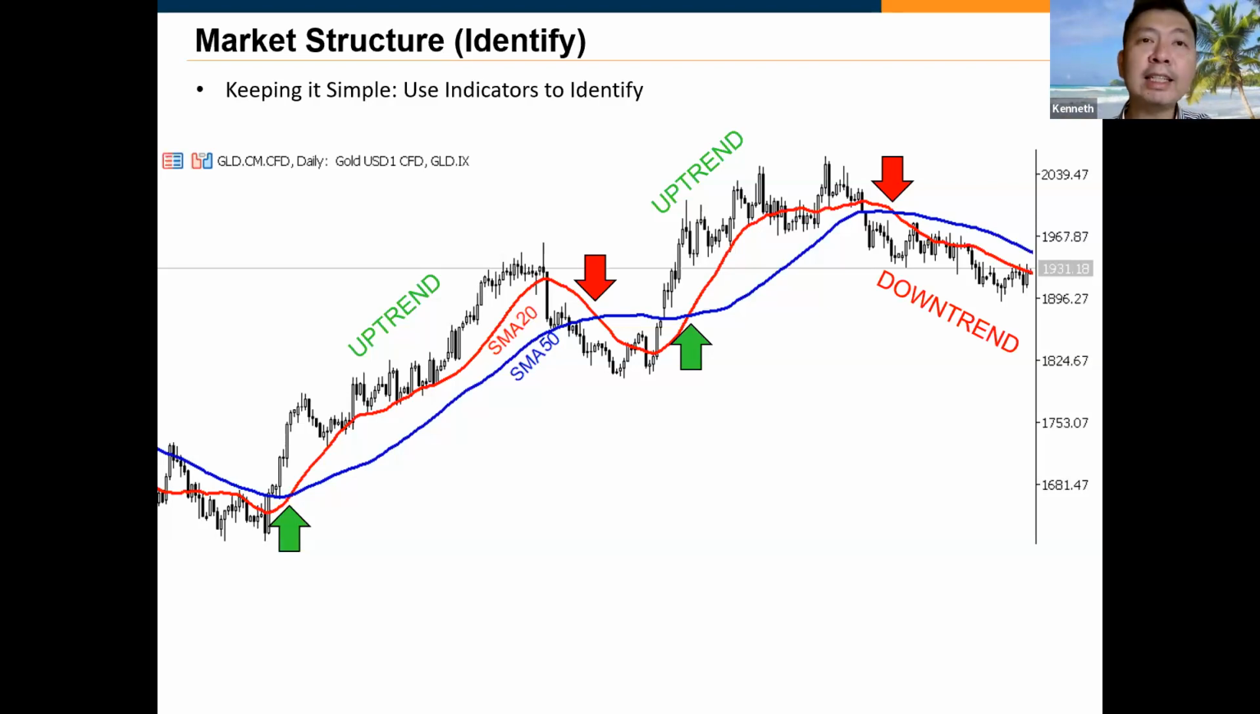Now, when the SMA 20 cuts across the SMA 50 from the bottom, the indicator is suggesting that the average prices based on the recent 20 prices are starting to move above the average prices based on more points from the past. So this takes a subjective identification of higher highs and higher lows and turns it into a method based on statistics. As you can see, the gold prices then started on an uptrend following the green arrow. And when the red line cuts the blue line again from the top, it's suggestive of a downtrend, and so on and so forth. So this is one form of indicator that we can use.